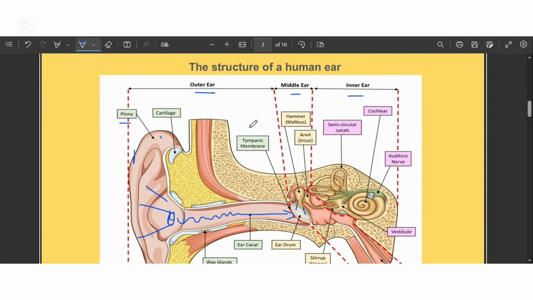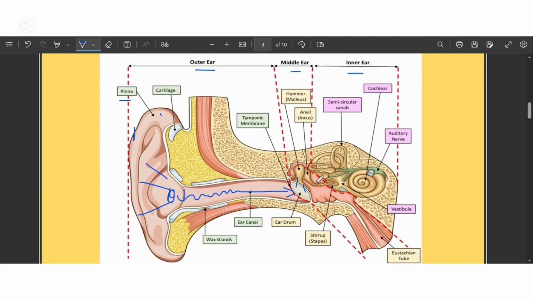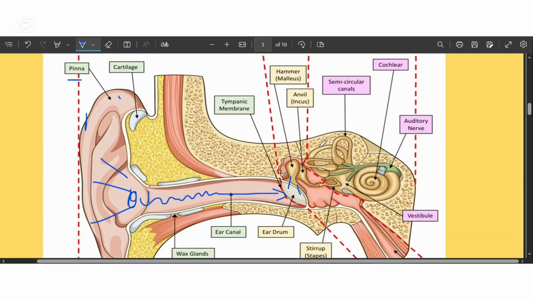All right. Now moving on to the middle ear. The middle ear is a very complex structure. It is a very small air-filled cavity, and it consists of two things. That is, one, the ear ossicles, these three bones that make up the ear ossicles, and one tube which is the eustachian tube.